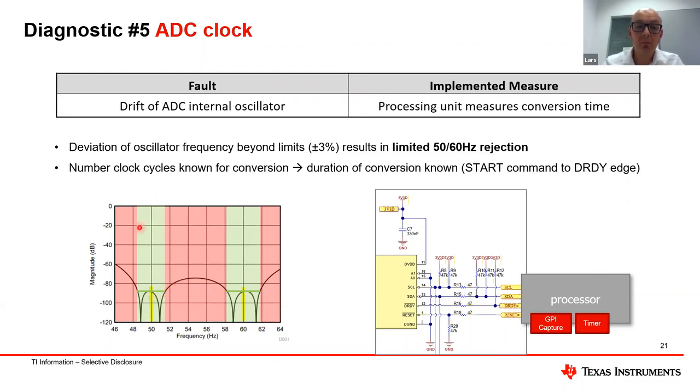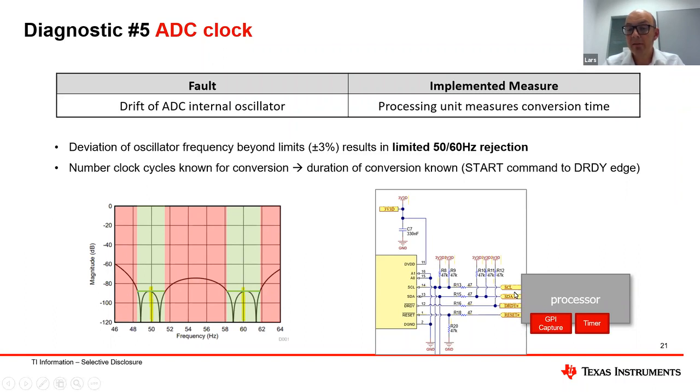So the green area here means this is okay, it's in the specification. I think the specification is something like 86 or so. And if we have a plus minus 3% deviation, we can still be in the range. But if the clock drifts more than 3%, we get to the red area and we actually violate our specification. That's why we need to do that. How can we do that?